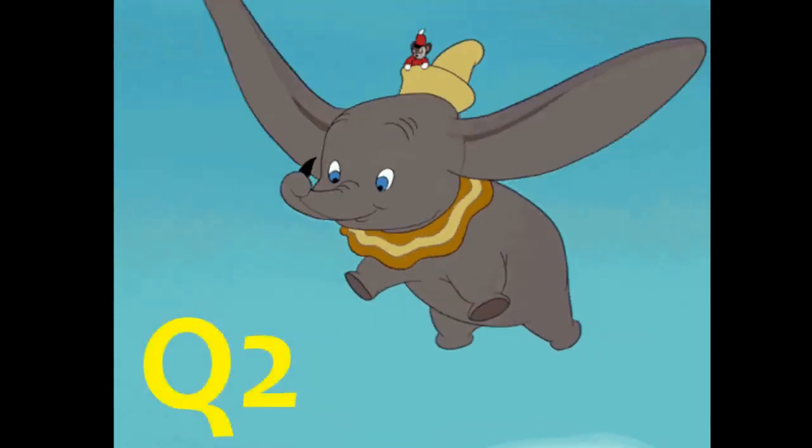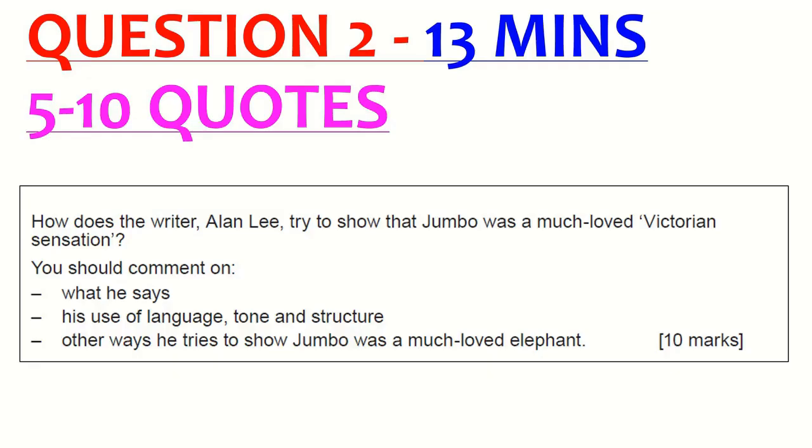Okay, question 2. How does the writer Alan Lee try to show that Jumbo was a much-loved Victorian sensation? You should comment on what he says in his use of language. So question 2, you're looking at 13 to 15 minutes, 5 to 10 quotes, and it's basically language analysis. Why has the writer done certain things?